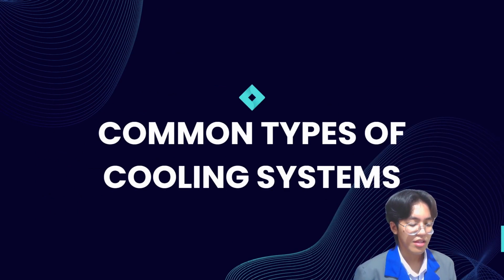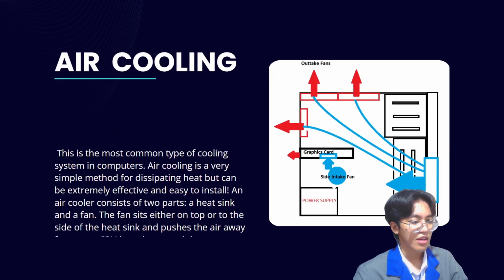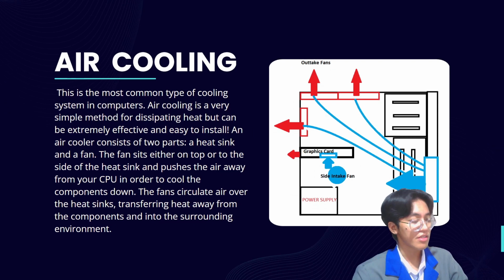Next, there are a few types of cooling systems in a computer, but we're going to discuss the two most common types. The first one is air cooling. This is the most common type of cooling system in computers. Air cooling is a very simple method for dissipating heat but can be extremely efficient and easy to install.